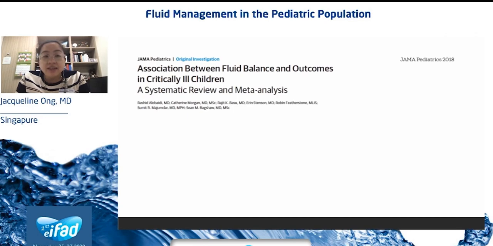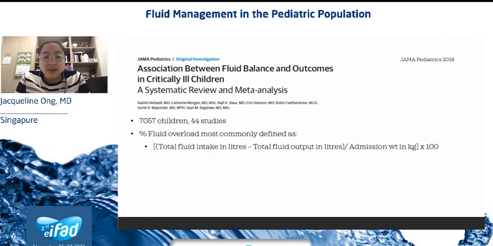This systematic review and meta-analysis looked at 44 studies from a range of populations in the PICU and included over 7,000 children. For pediatric papers, that's a lot. Our papers are usually small in terms of looking for effect, but 7,000 children is a lot. They most commonly defined percentage fluid overload using this formula, proposed by Stuart Goldstein, which is widely used.